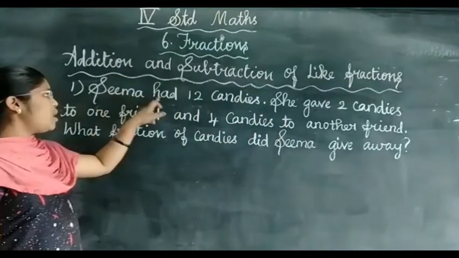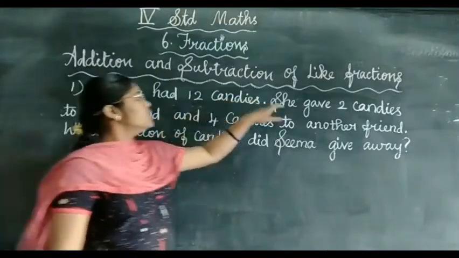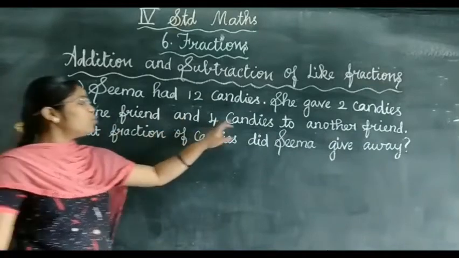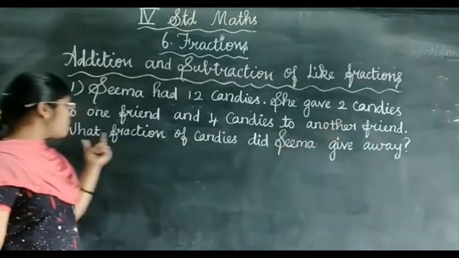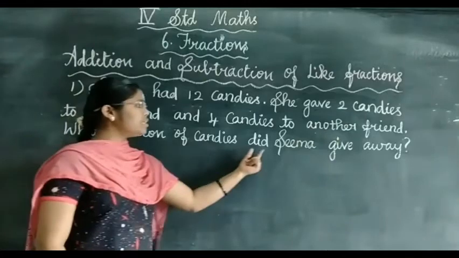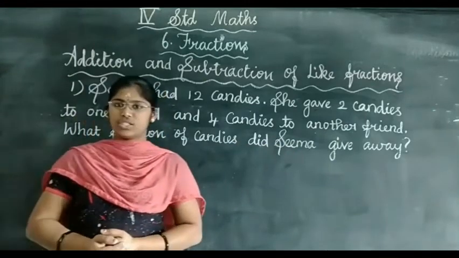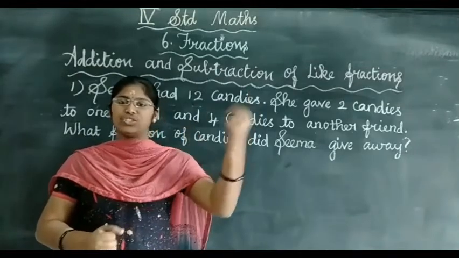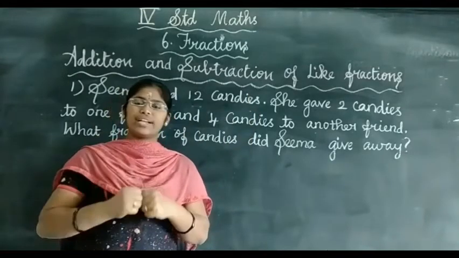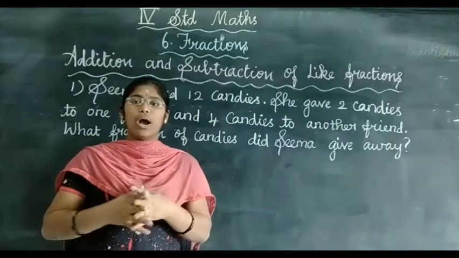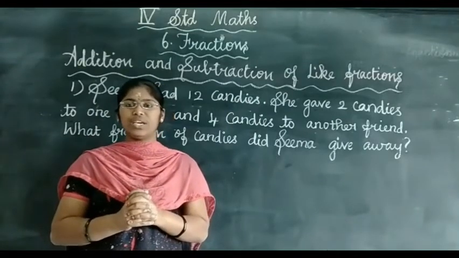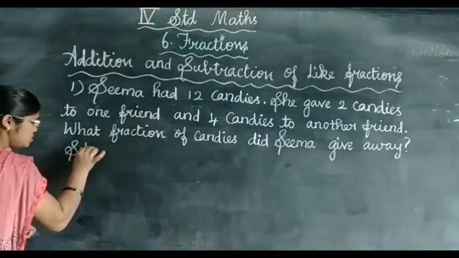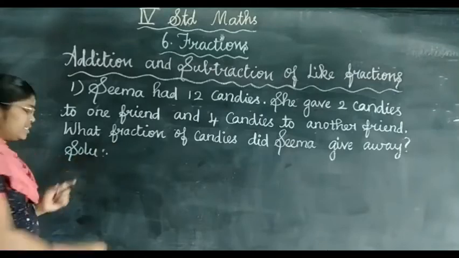The question is, Seema had 12 candles. She gave 2 candles to one friend and 4 candles to another friend. What fraction of candles did Seema give away? See here, children, if I have 12 candles, I gave 2 candles to one friend and 4 candles to another friend. Now, I have how many candles left with me? Can we find that, children? Solution.